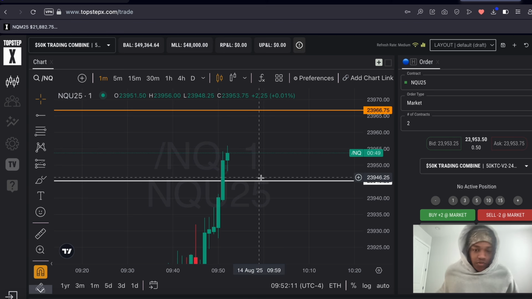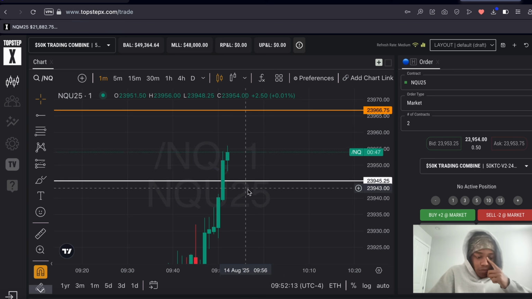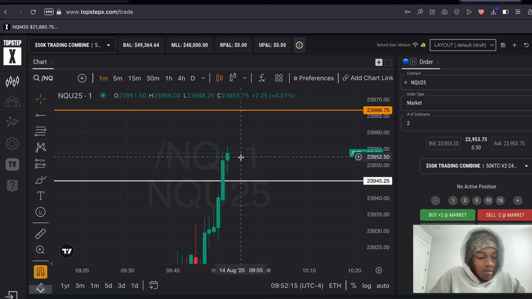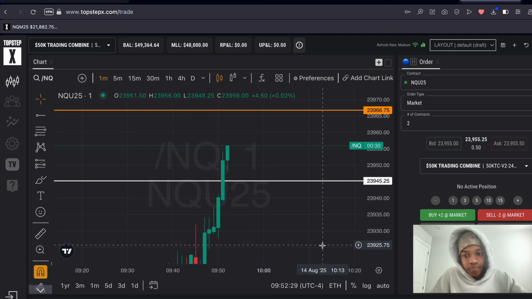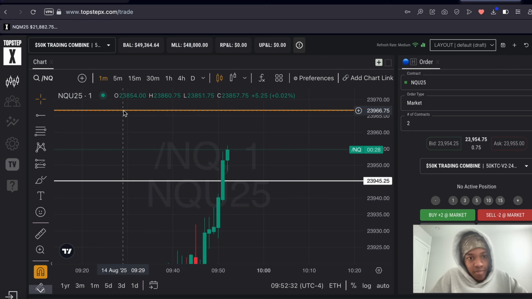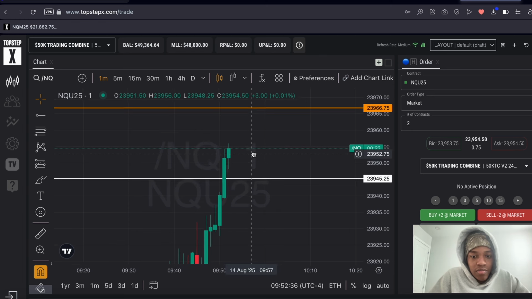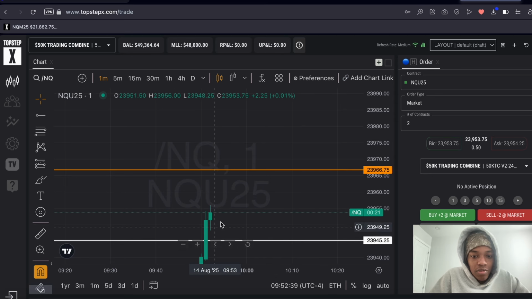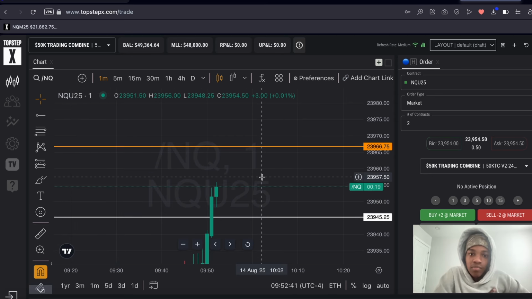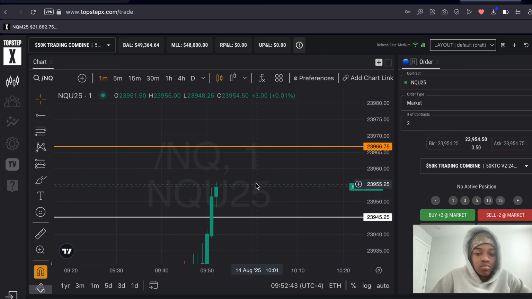So again, looking for a good pullback to go up, and a nice fair value gap to get created. So this could be potentially one right here that we'll come back to, or it'll just continuously go bullish all the way to that high. You never know.